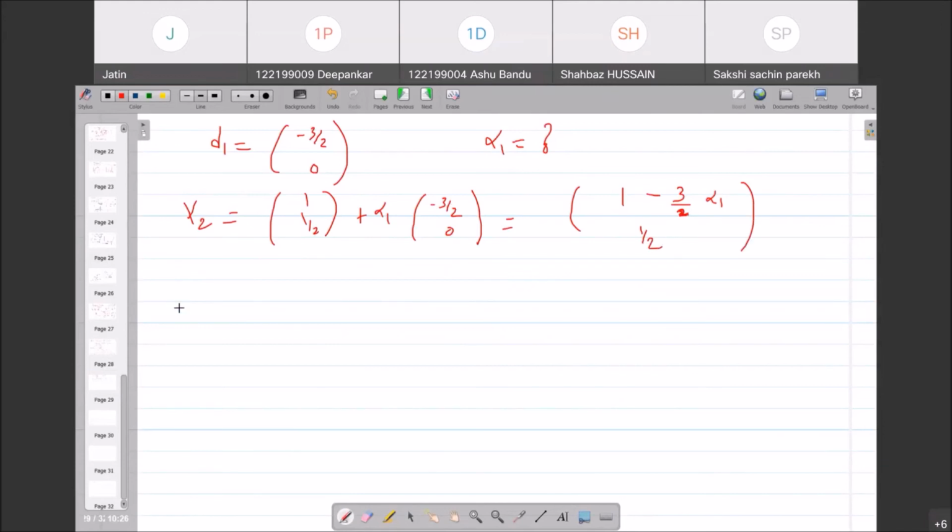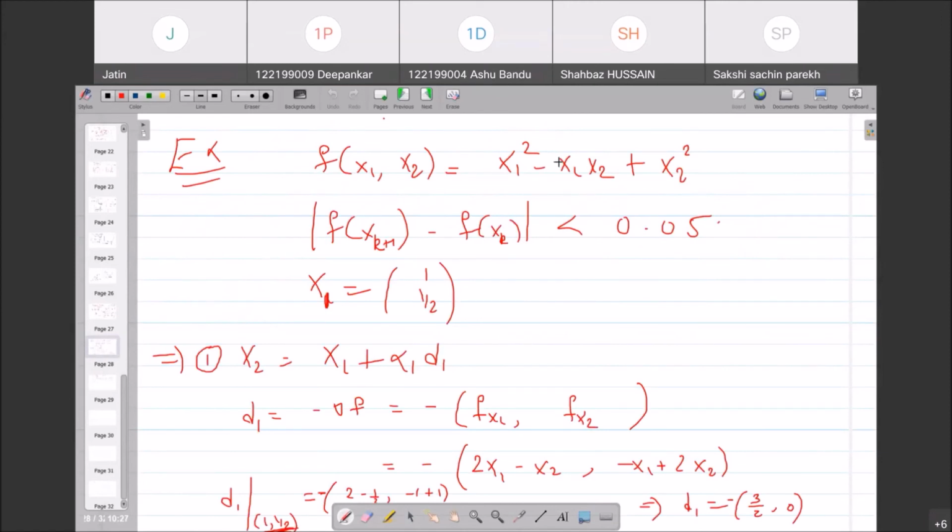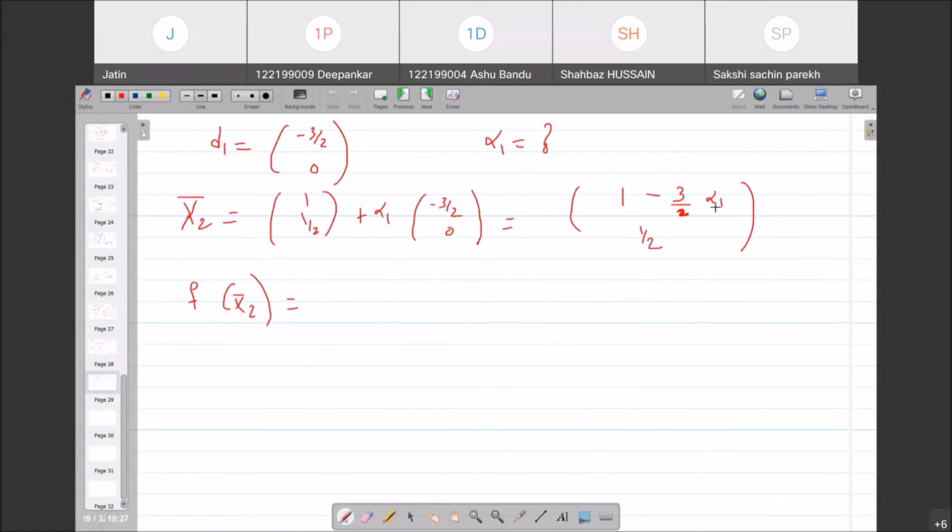Now what the method says, you find f of x2 and then find the optimal alpha 1. So what is my f of x2? Now this x2 is x2 bar. So what is the function? My function is nothing but x1 square minus x1 x2 plus x2 square. So this is my small x1 x2, and this is my capital X2, a vector. So x1 square means (1 minus 3 by 2 alpha 1) square minus x1 x2 plus x2 square.